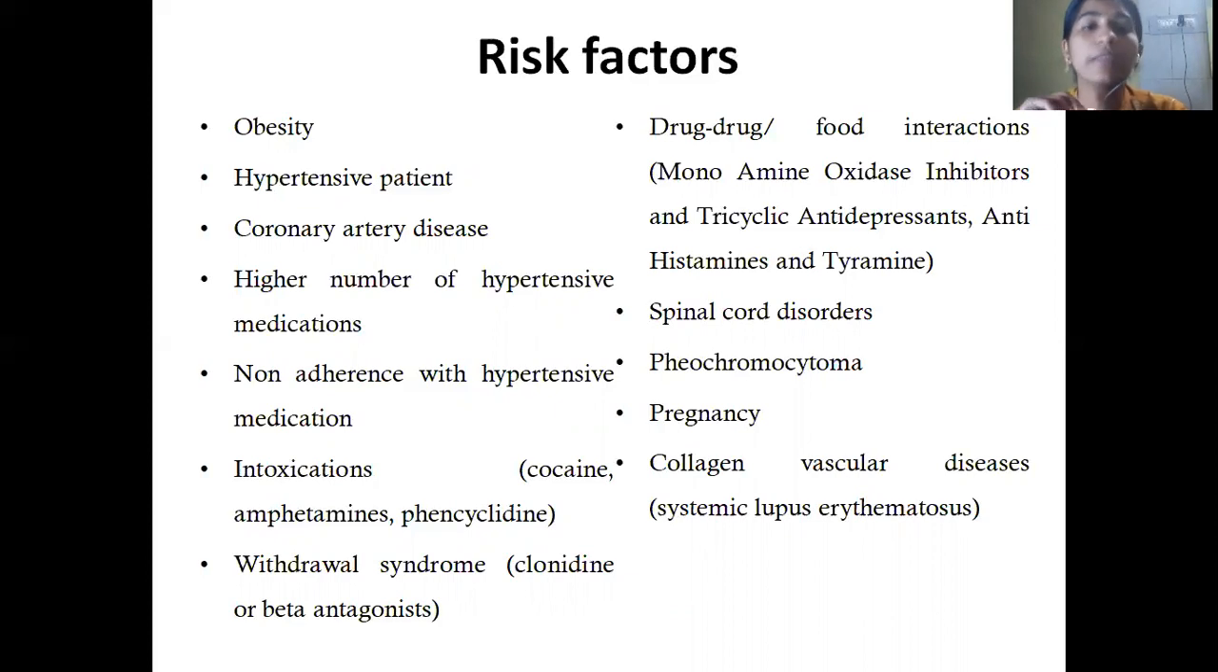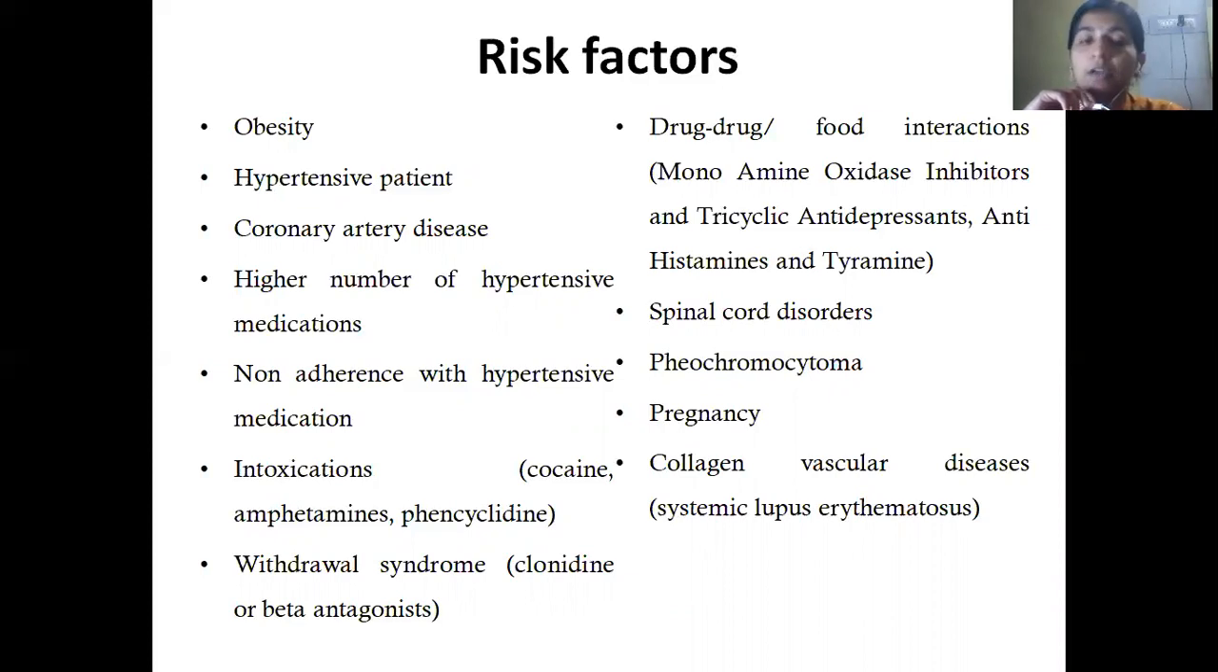So here also we are discussing the same modifiable and non-modifiable risk factors. Along with that, some additional factors are there, like a higher number of hypertensive medications. If the patient has hypertension along with some other vital organ damage or other comorbidities, then along with the hypertensive medication, to control this hypertension they will take maybe 2 or 3 medications.